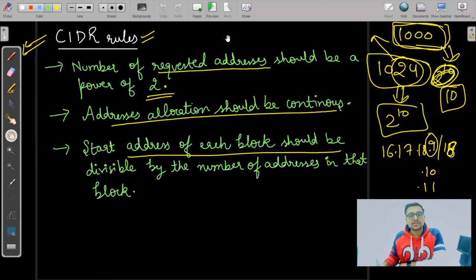So that will be all for this video. In the next video, we are going to look at the special addresses. There are some addresses that are known as special addresses, and why we are going to study them, we'll discuss in the next video.